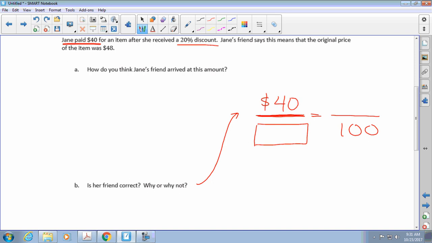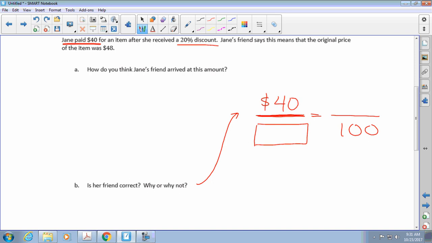No, this has stumped a lot of kids. I can't use 20% up here because that would be like saying she got a discount of 20% and that discount was $40, right? This amount of money represents the amount that she actually paid. So what percentage should I use? What percentage corresponds with the $40?